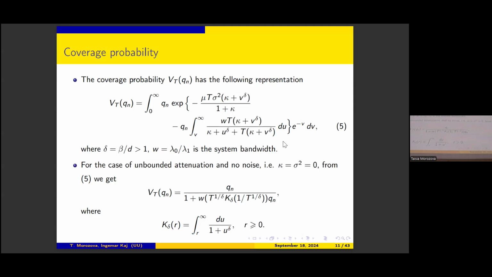But actually there are some special cases in this work where this can be really simplified. For example, if you take the case when kappa is 0, so kappa was this parameter of the attenuation function. If you set kappa to 0, it would mean that the attenuation is not bounded, basically. And then sigma squared is the additional noise. So if you put both of these parameters to 0, we get a really simplified expression. I don't have a number here, unfortunately.